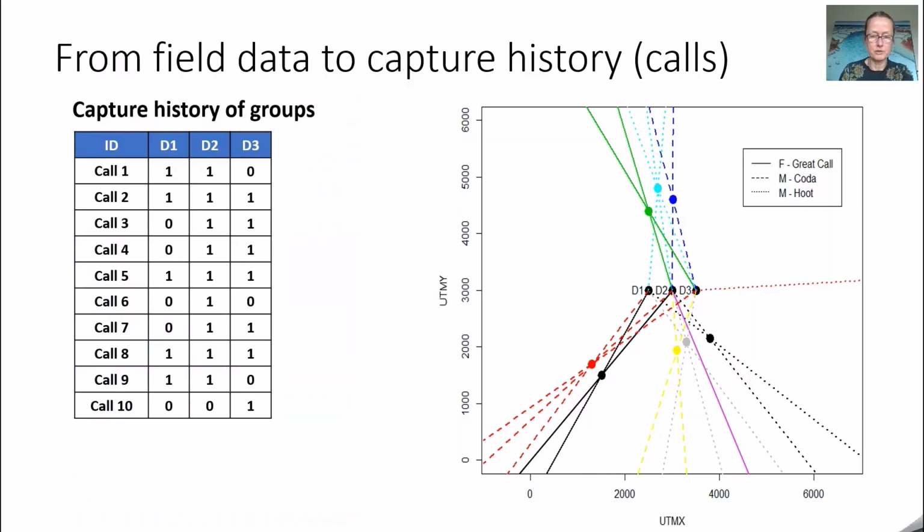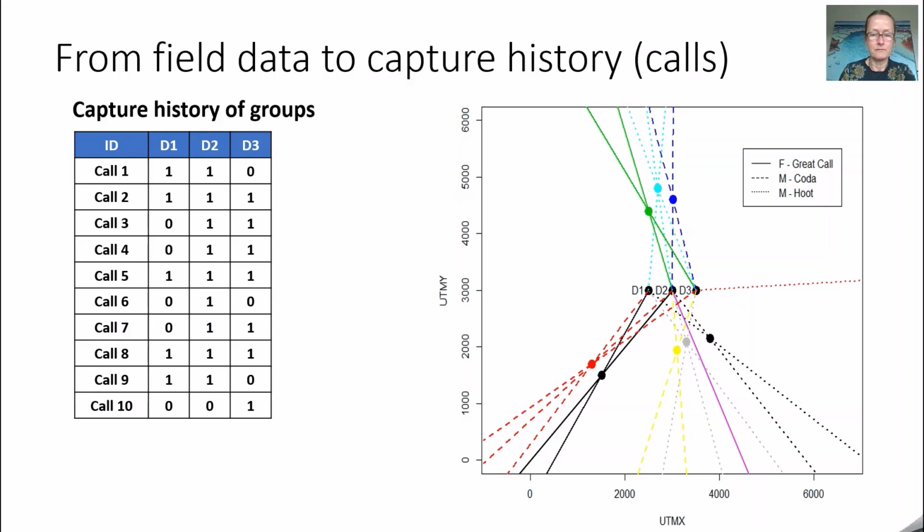We'll now use this information to build the capture history for the individual calls. We have a total of 10 calls. 8 of them were detected by more than one detector and were localized in this example. And 2 of these were only detected by a single detector and could not be localized. But the important part here is now that we do not need to localize the calls anymore. We do need to match calls between detectors, which we mainly did by using the timestamp for the calls and the type of calls. But we don't need to localize them anymore.